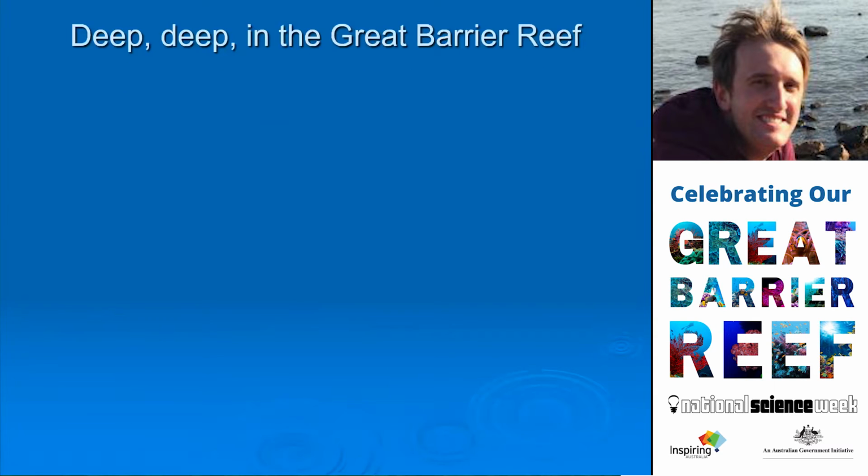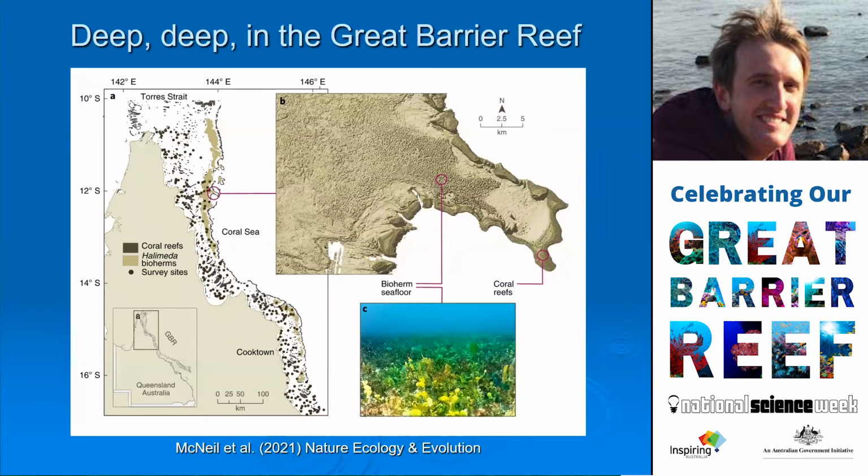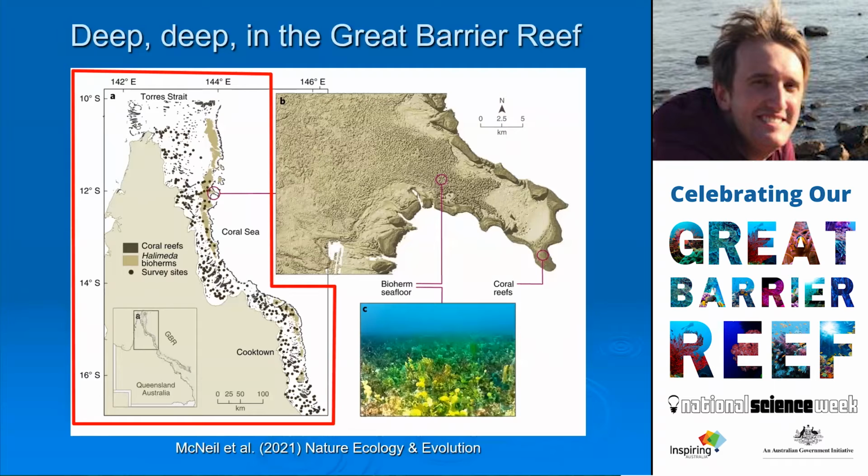So if we think about being deep in the Great Barrier Reef, and what I mean by deep is of order 25 to 50 meters, this picture on the left here shows the northern part of Queensland. So we can see in this little inset image here, we're really at the top of Queensland. So we're kind of the top half of the Great Barrier Reef.